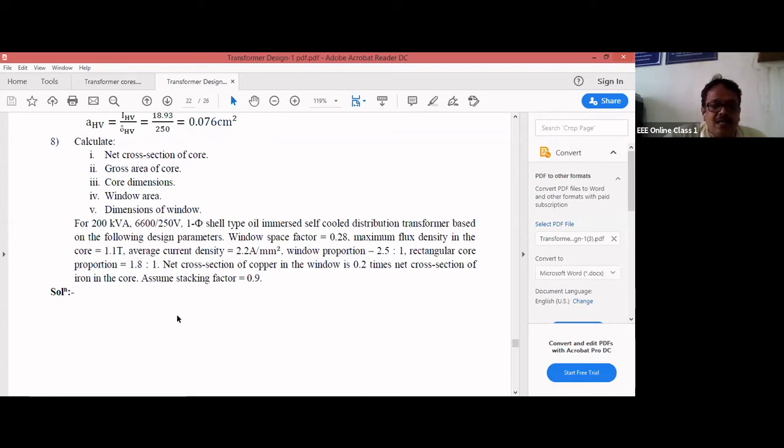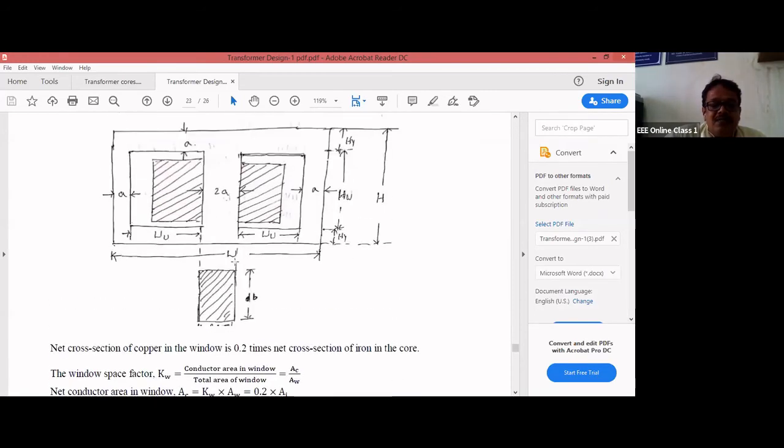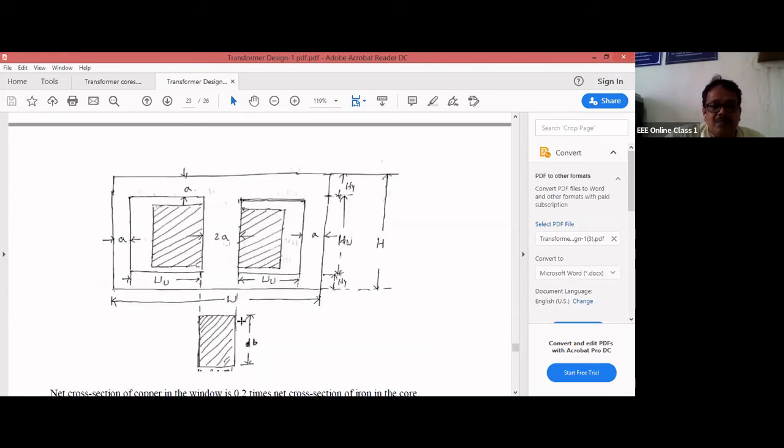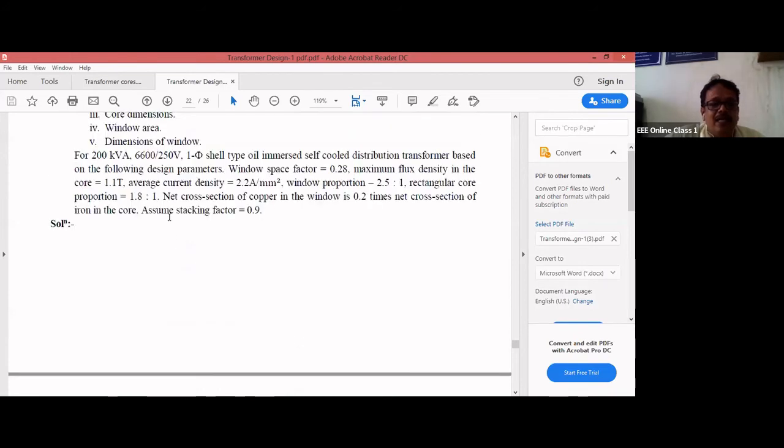1.8:1. Definitely, the depth will be more compared to your rectangular core. If this is a shell type transformer, the depth b will be more compared to the width. Width is 2a and depth is b. So depth will be more compared to the width of the central limb. So in 1.8:1, the 1.8 corresponds to the depth because depth will be more compared to the width, and the 1 corresponds to the width.